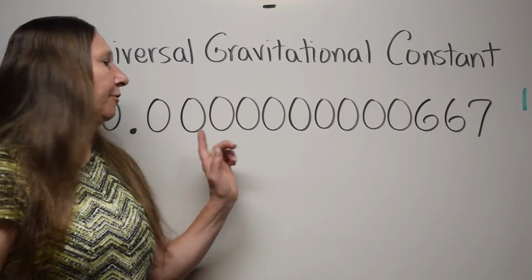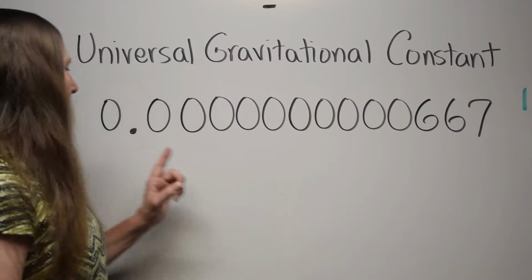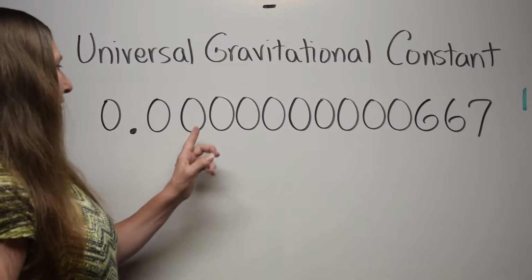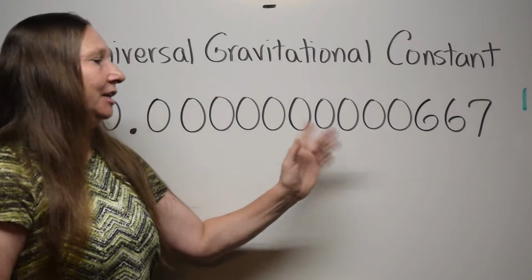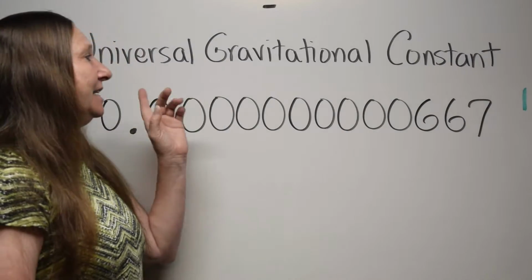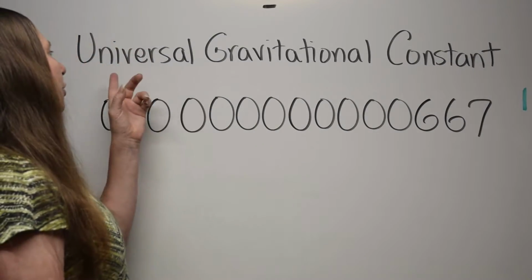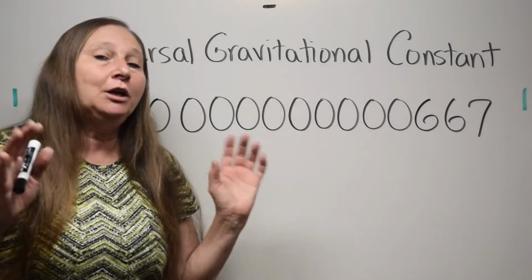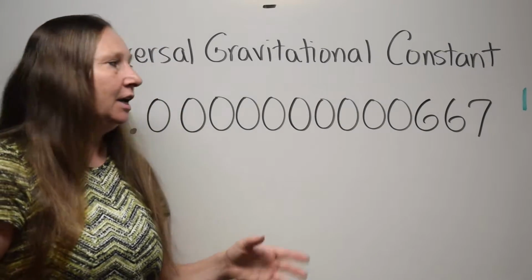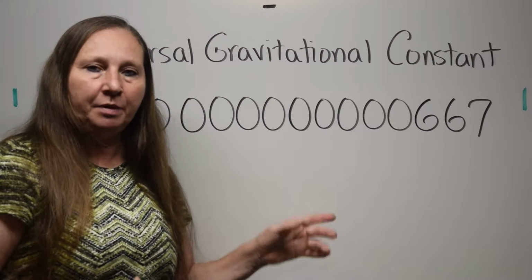Here we have a very, very small number, 0.0000, etc., etc., etc., 667. This number is used in physics, and the name of this number is the universal gravitational constant. You can look on your physics reference tables and find this number on the front page.